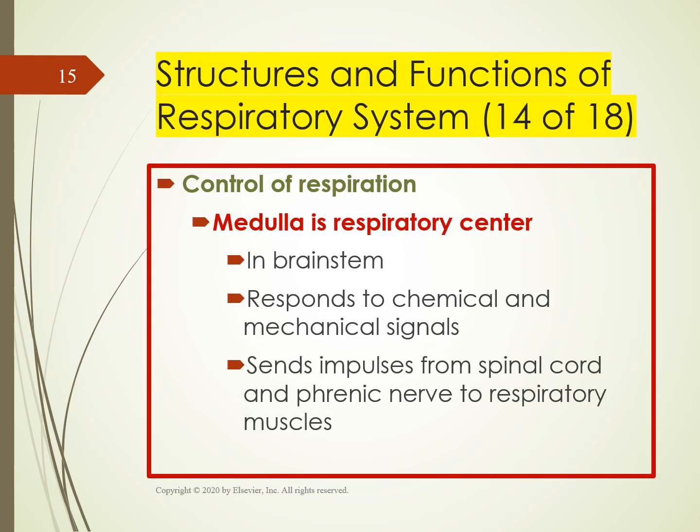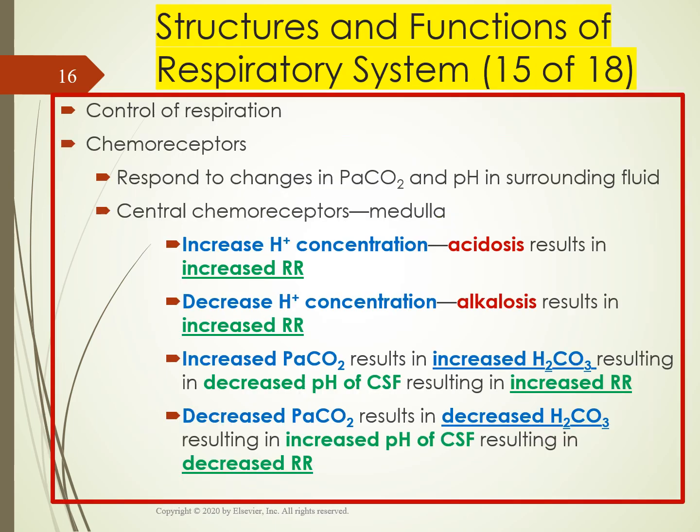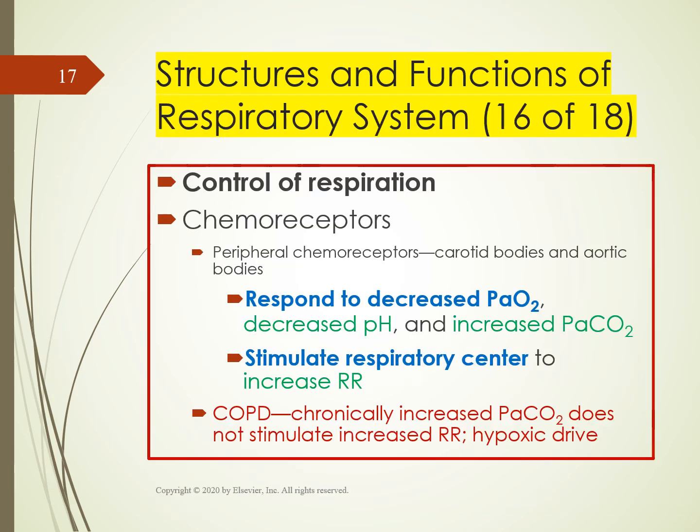The medulla in your brain is part of your brainstem, it's the respiratory center. And then you also have chemical receptors. You've got hydrogen ions, and if you have an increase, that can cause acidosis, which will have increased respiratory rate, or you can have decreased hydrogen ions, and that can cause alkalosis. These are things that we do not need to worry about right now at this point. And again, this is stuff you'll learn further on, and you may have learned some of this in anatomy and physiology.